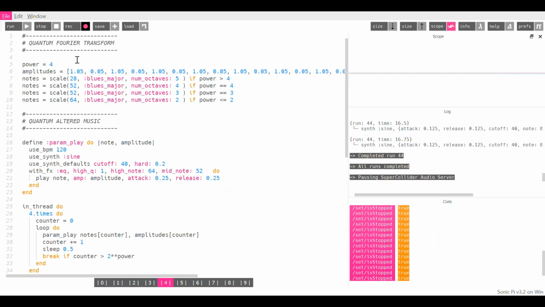This is SonicPi, the backbone of our sound engine, and it will be playing the quantum Fourier transform.